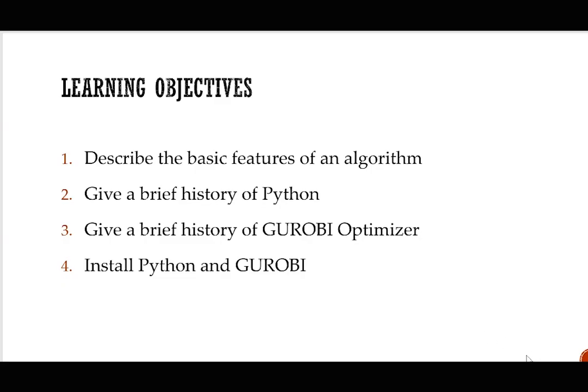Learning objectives for today. I just want to go over the basic features of an algorithm. So no coding at this lecture, but we do want to know a little bit about the history of Python and a brief history of Gurobi. Gurobi is our optimizer engine and why we chose this optimizer engine. And then I would like to go over some tips for installing Python and Gurobi.